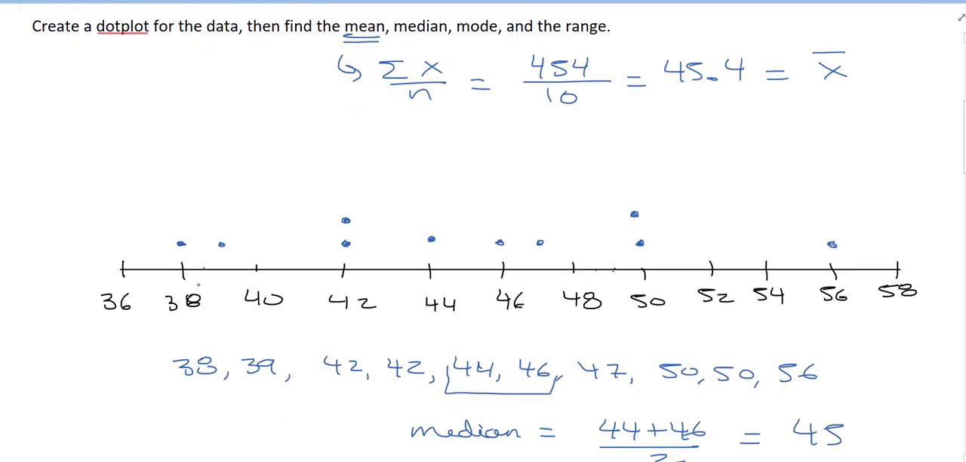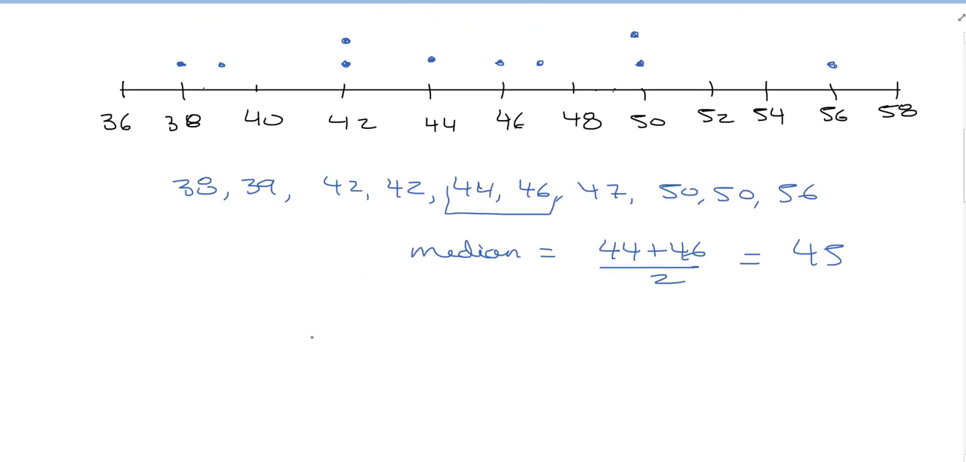The mode is the value that repeats most often. In this case, we have two modes, so we say this data is bimodal.